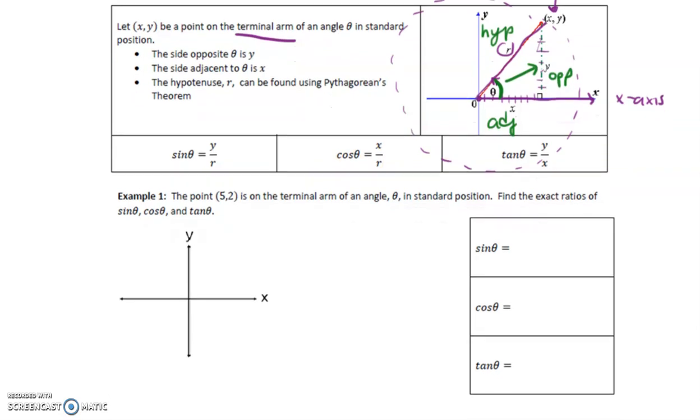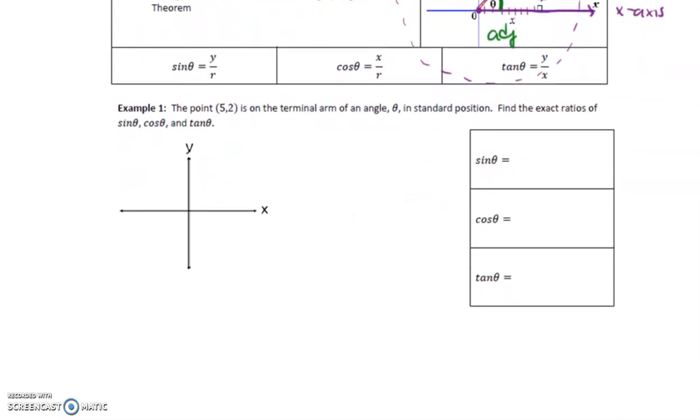So let's do a hands-on example. How would this look in a question? The point 5, 2 is on the terminal arm of an angle theta in standard position. So 1, 2, 3, 4, 5, because remember, this is x comma y. 1, 2. So we have some point here. This is going to be theta. Find the exact ratios of sine, cosine, tan. So we would draw it like this. 5 would be here, 2 would be up here, and we don't know what the radius is, but we're able to find it using Pythagorean's theorem.